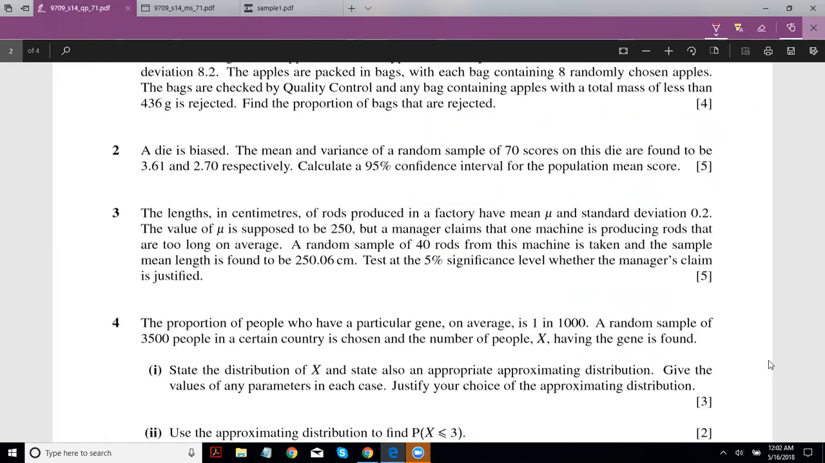A die is biased. The mean and variance of random samples of 70 scores, so n is 70 here, are found to be this. Now, again, these are the mean and the variance of the sample. So this is sample mean and sample variance. In the case of mean, it doesn't matter because sample mean is equal to the population mean. But for variance, in order to find population variance, you need n upon n minus 1.